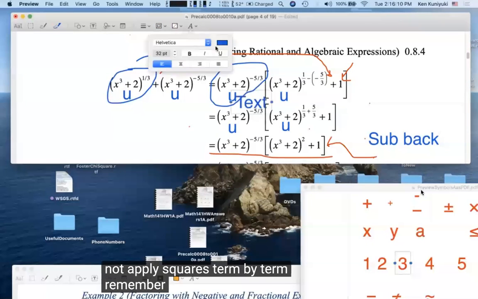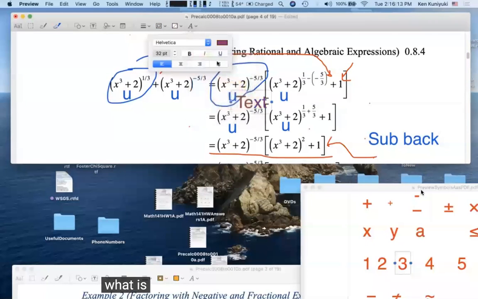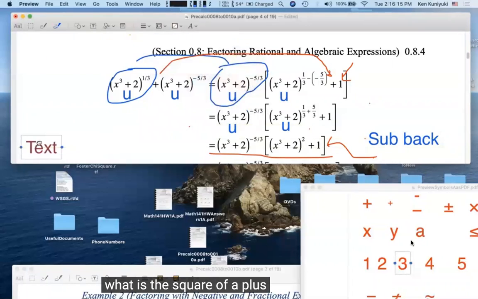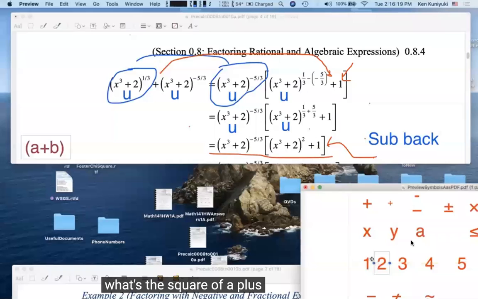Remember, what is the square of a plus b? What's the square of a plus b?